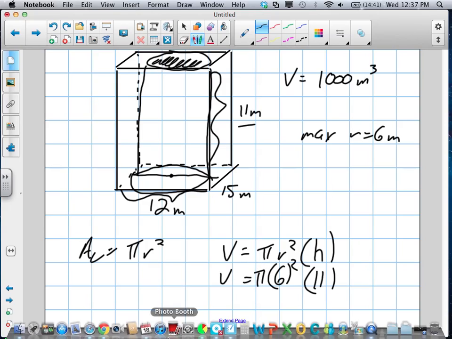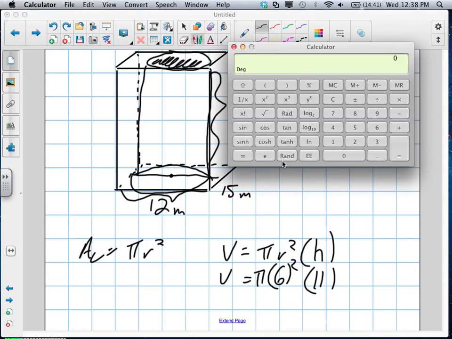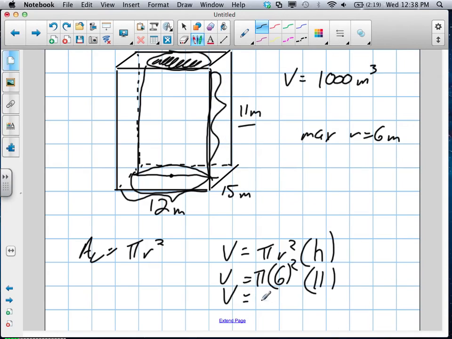So we're going to see if it's even possible to make something this large. So what we're going to end up with is pi times 6 squared is 36 times 11. 1,244. So the max volume is 1,244 meters cubed. Okay? So if that's the max volume, that means we can definitely fit this 1,000 meters inside of this warehouse. We need to find out what the minimum radius would then be.